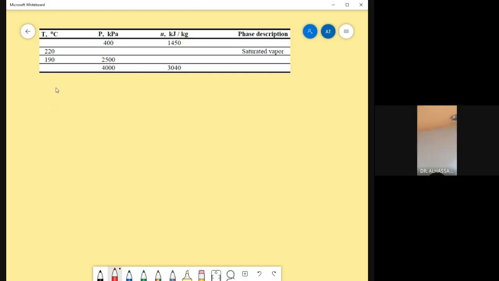Here we are given temperature equals 190 degrees Celsius. I hope you have your property tables with you. And then we are giving pressure also equals 2,500 kilopascal. Now, we are interested in determining the internal energy and then the state of the fluid.